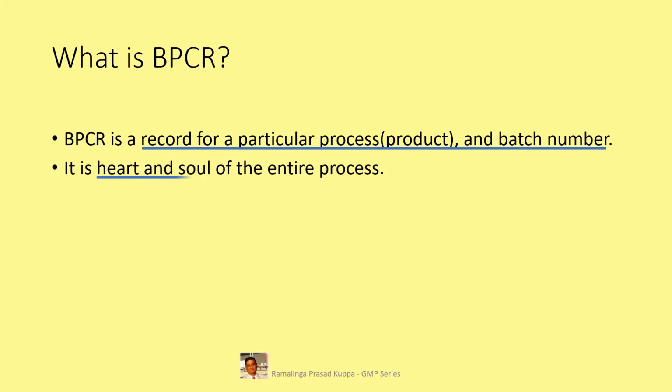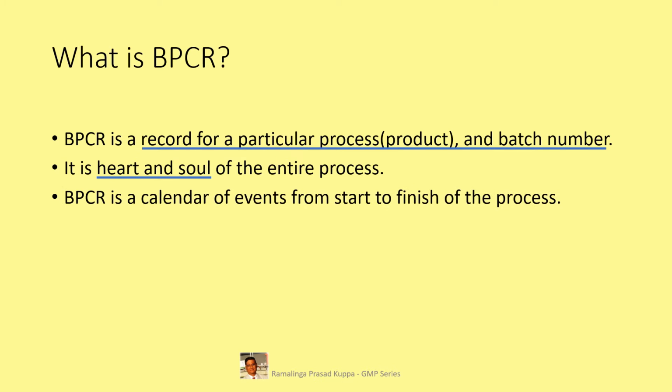It is the heart and soul of the entire process. It is a very critical part of the process, like heart and soul. Without heart and soul, there is no sanctity to the product or its quality. BPCR is a calendar of events from start to finish of the process. It is the total calendar of events from inception to birth of the product. It starts with dispensing of raw materials and goes through the necessary processing steps to reach the final marketable stage.